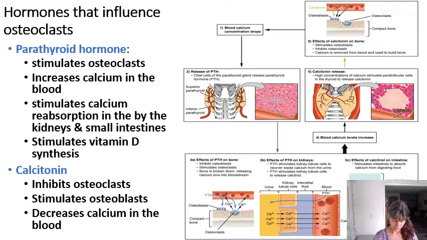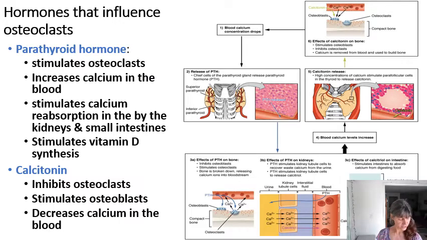Now, if blood levels of calcium fall below 8.5 milligrams per deciliter, in other words, if we don't have enough calcium circulating in our bloodstream, then there are 4 little parathyroid glands just posterior to the thyroid gland that are going to release a hormone called parathyroid hormone or parathormone.